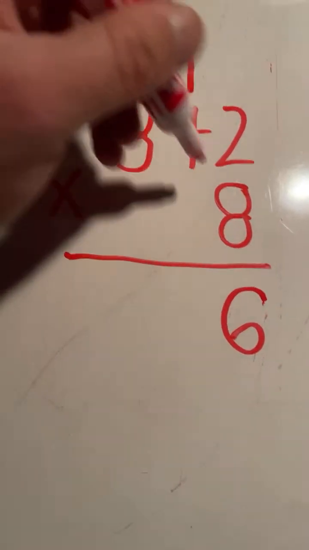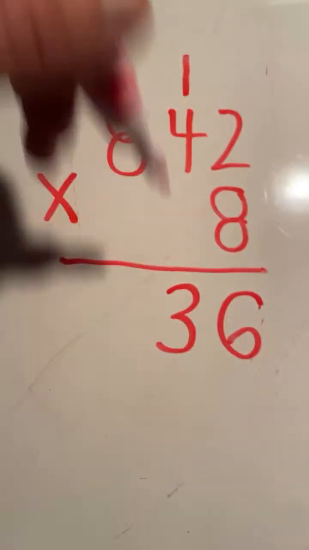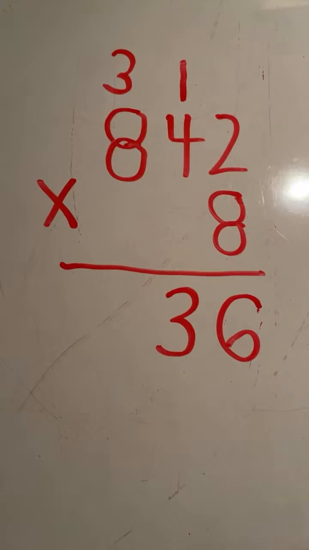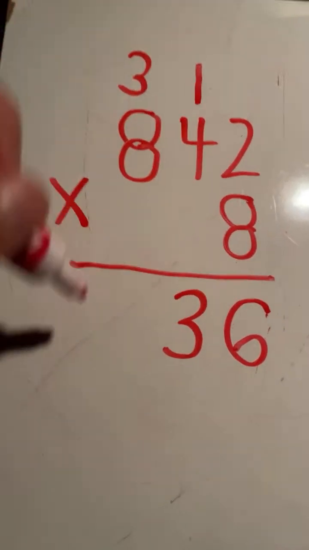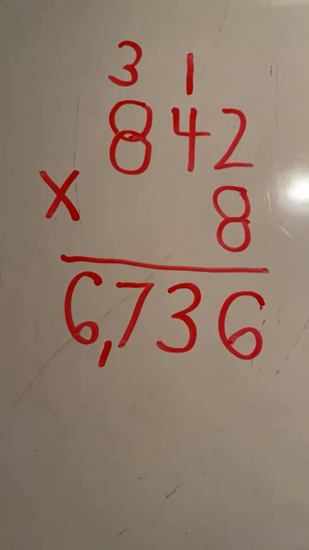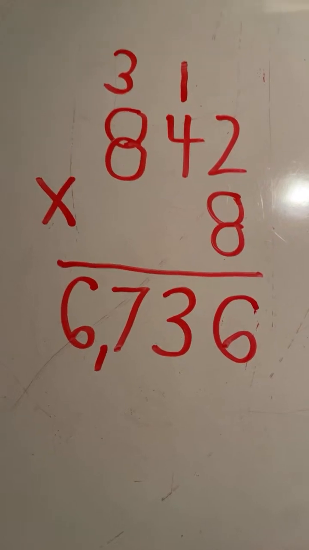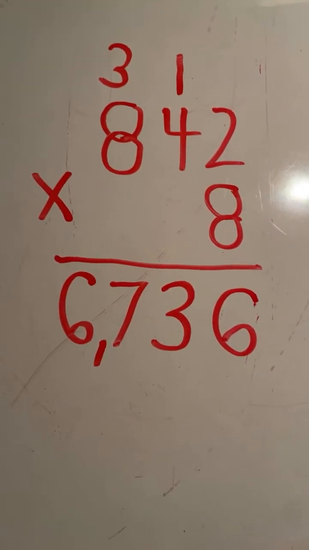4 times 8 equals 32 plus 1 equals 33. 3, carry the 3. 8 times 8 equals 64 plus 3 equals 67. And we have our final answer. 842 times 8 equals 6,736.